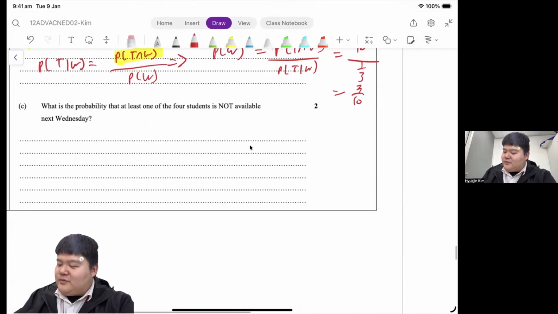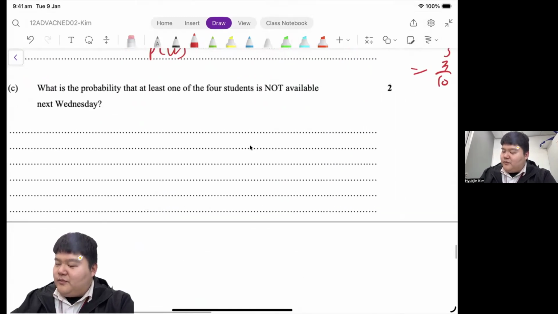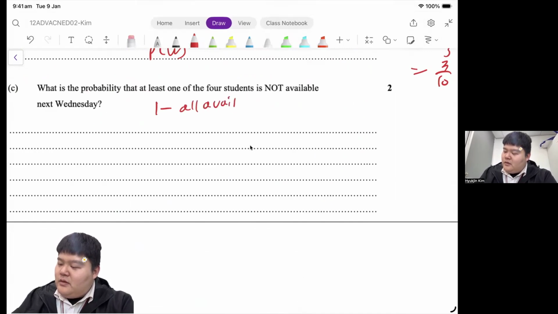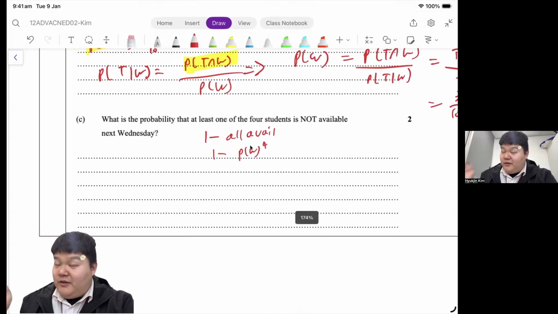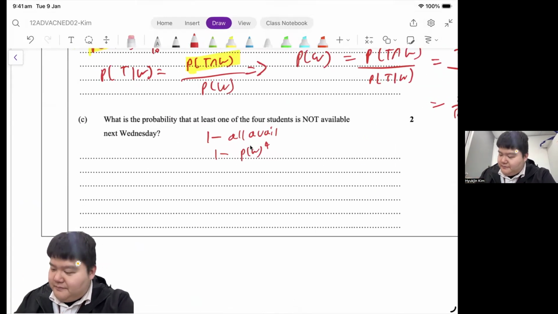What is the probability that at least one of the 4 students is not available Wednesday? This is the same as 1 minus all available. So this is the same as 1 minus the probability of W to the power 4, because all 4 of them have to do it.